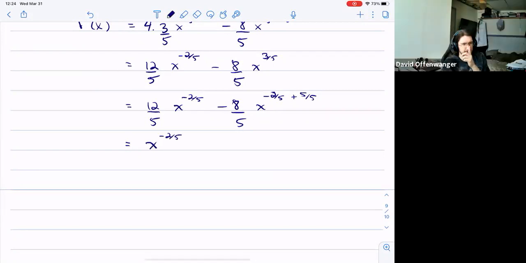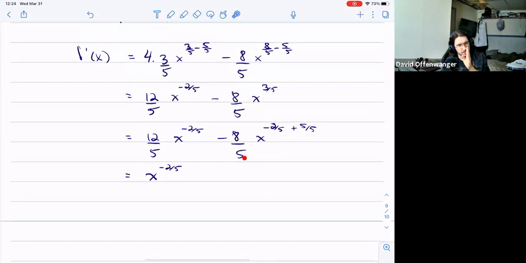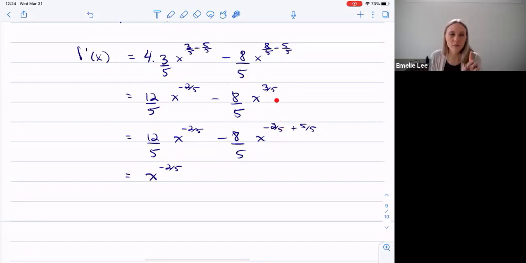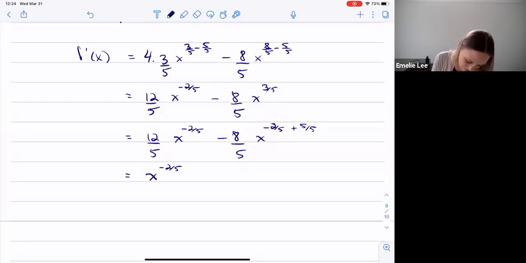Well, how did you get the 8 over 5? You were just multiplying. That's just multiplying. Oh, so now I'm rewriting x to the 3 over 5 as x to the negative 2 over 5 plus 5 over 5. Oh, okay, I see. Because I want to factor out this guy. People don't like factoring out negative fractions because it is a little bit weird, but all I'm doing is, this became this.